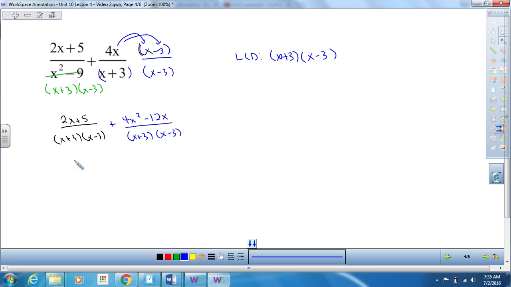Add across the top. Keep your denominator the same. Combine like terms and write it in standard form. So we need to put the 4x squared first. And then 2 and negative 12x is negative 10x plus 5.